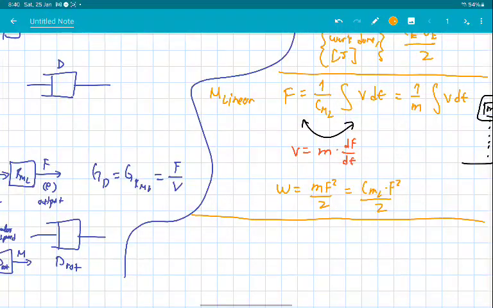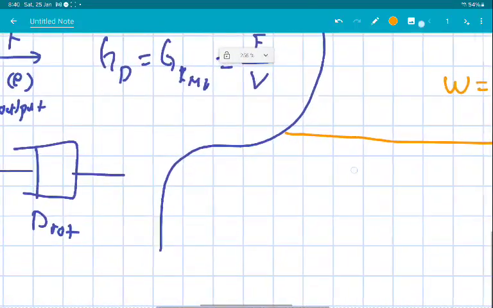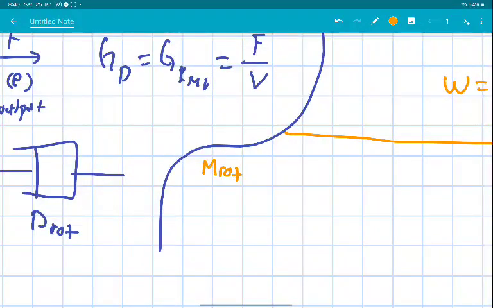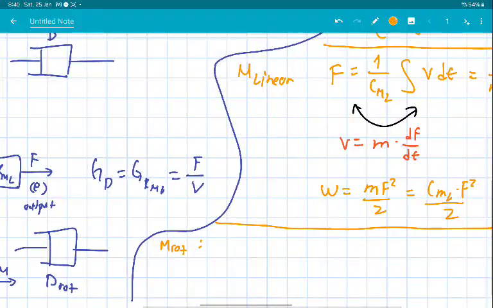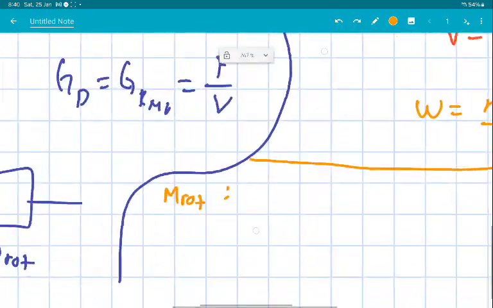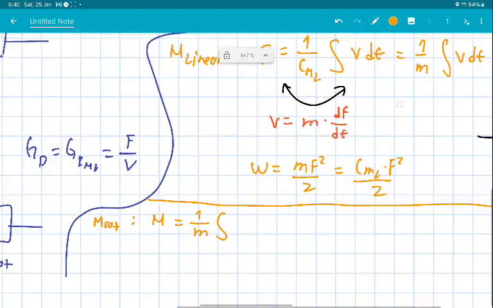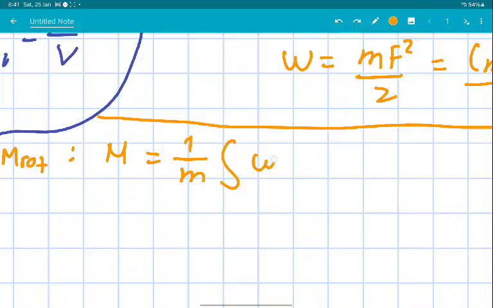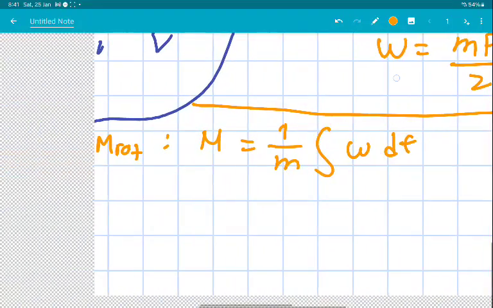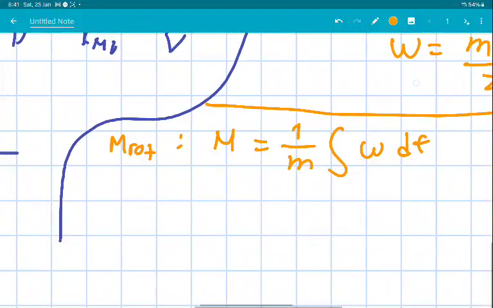So now that we're done with mechanical linear, we're gonna go to mechanical rotations, and later on we will go to fluid. So in mechanical rotation, we say this was force. So the equivalent of force in mechanical rotation is moment. Moment is equal to 1 over m integration of, and the equivalent of linear velocity in terms of rotation is angular velocity. So we call it w, and we put dt here to be more mathematically correct.